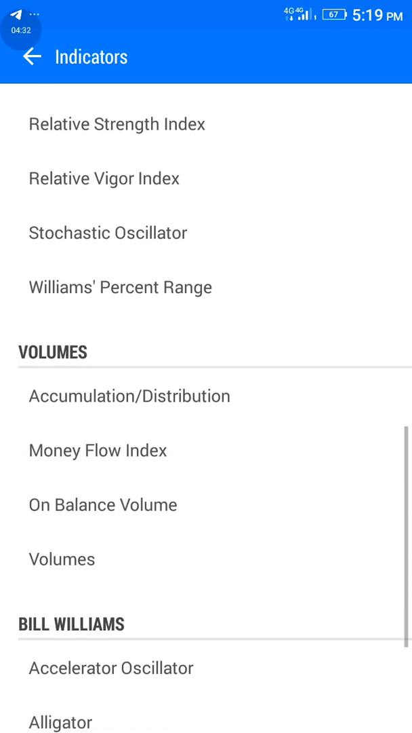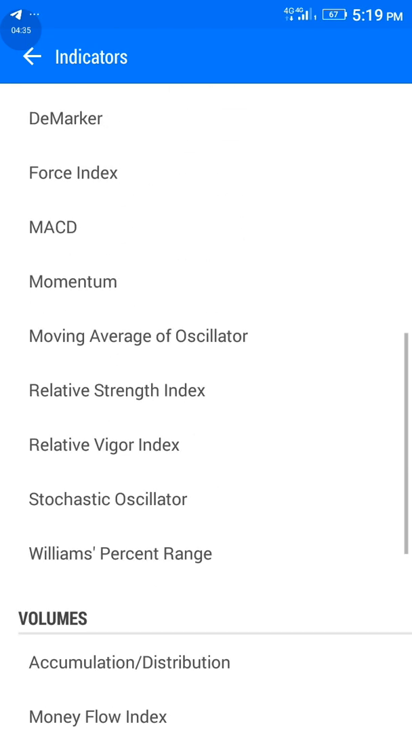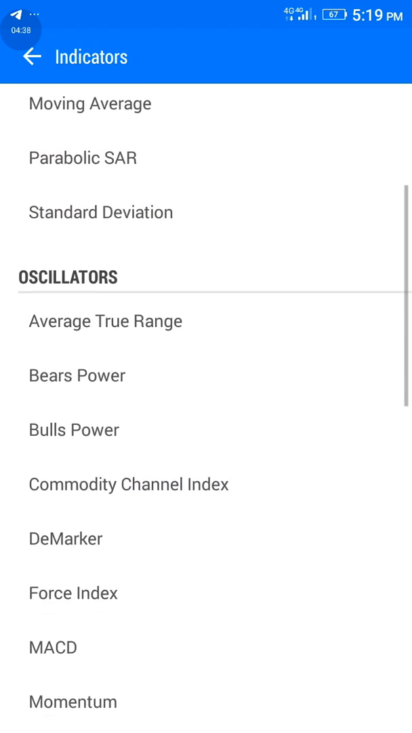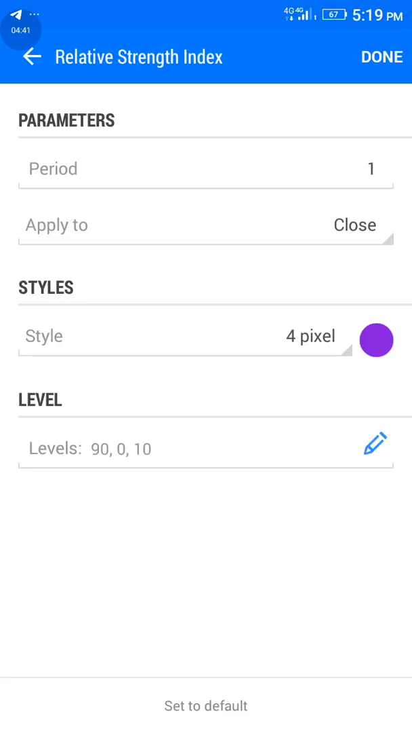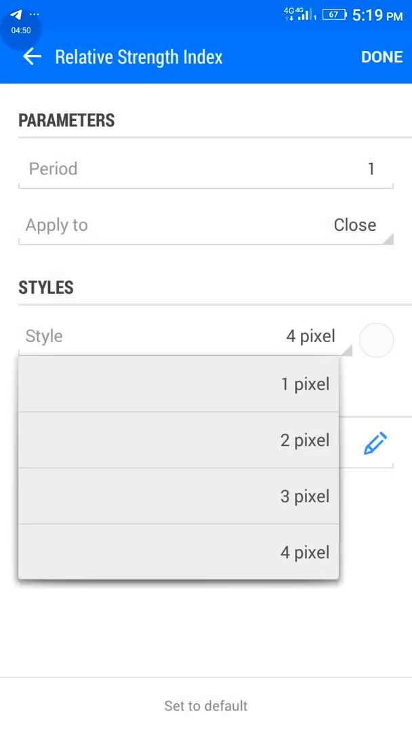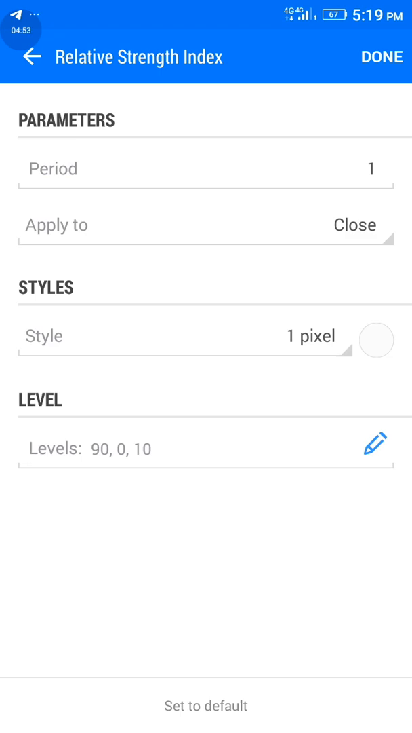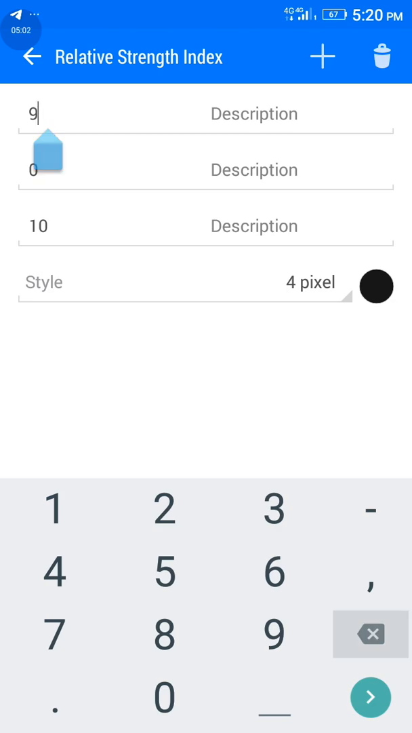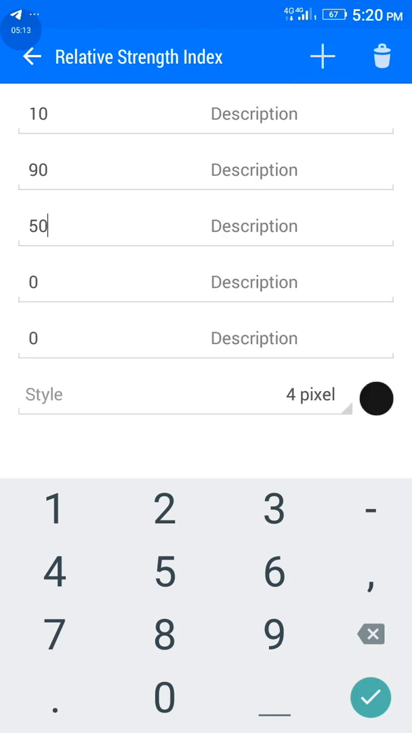Relative strength index. Period should be 1. Apply to close. We don't want it to show, so let's use 1 pixel. Then the levels should be 10, 90, 50. Click on this plus sign to add more levels.